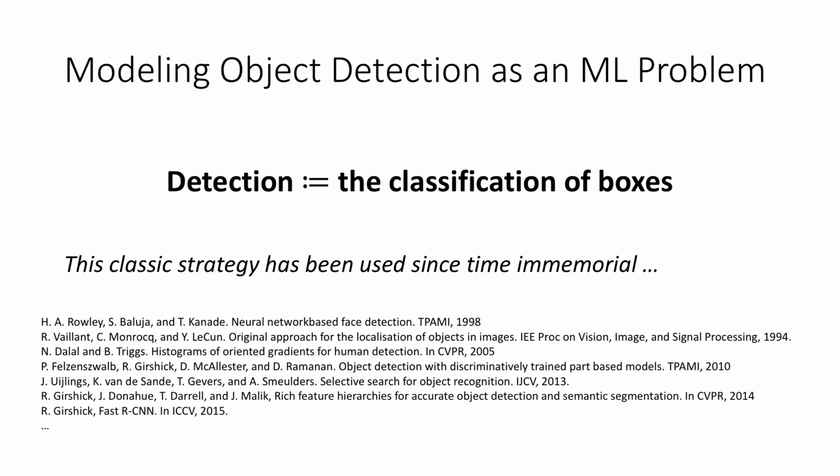Having settled on using a machine learning approach, our next step is to treat object detection as a classification problem. We will say that object detection is the classification of all boxes in an image. This choice is the classical strategy that has been used for decades in a vast number of papers on object detection.